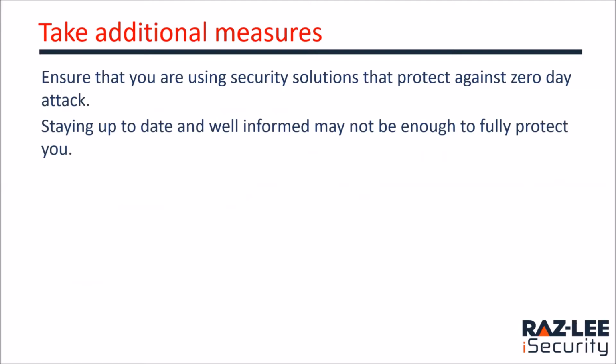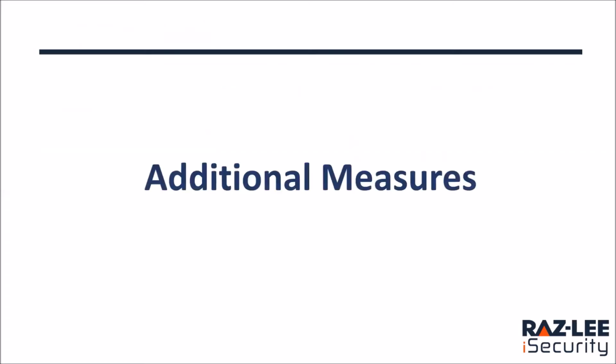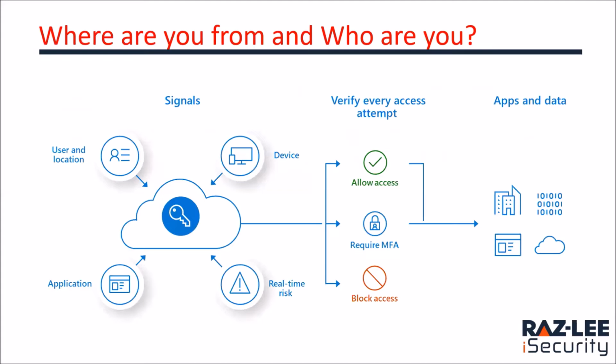Taking additional measures means having security solutions that protect you against zero-day attacks, because a zero-day attack exploits a vulnerability in the software. So if you have enough rules and barriers to enter your system, you could be safe from this kind of attack. Staying up to date and well informed may not be enough, but you can take some extra measures. Which kind of additional measures?